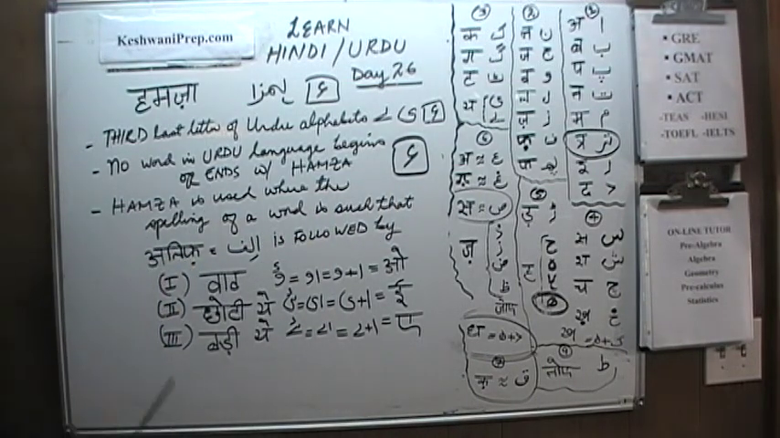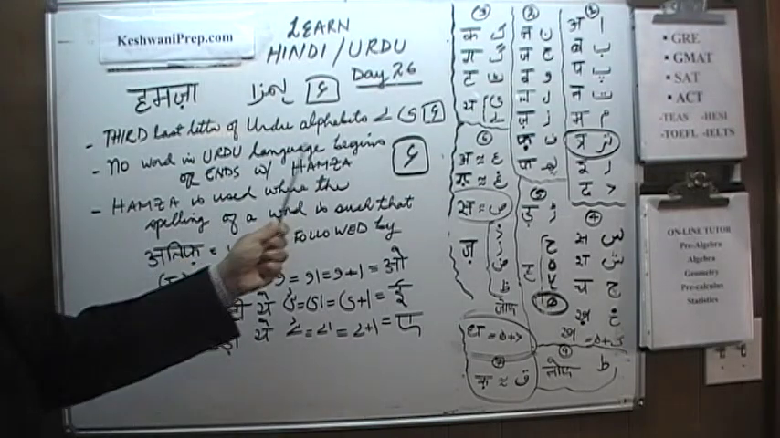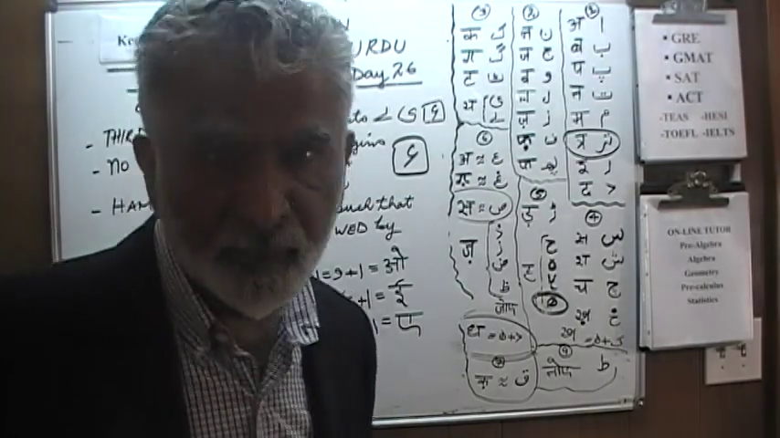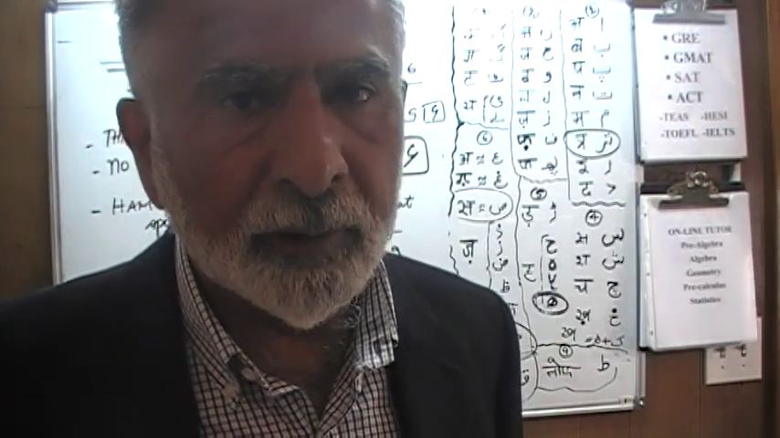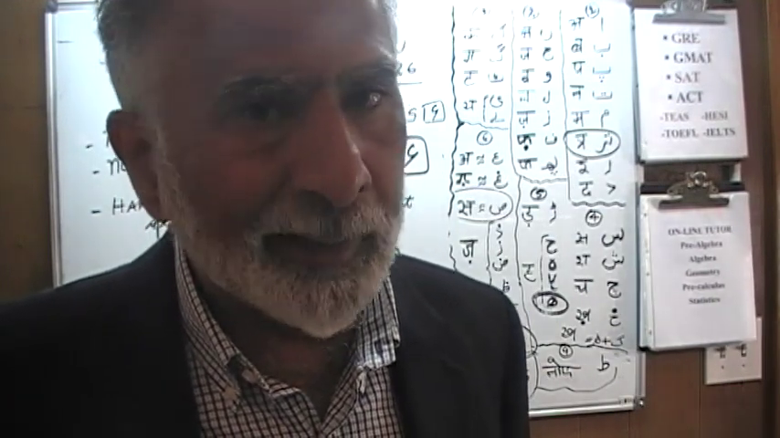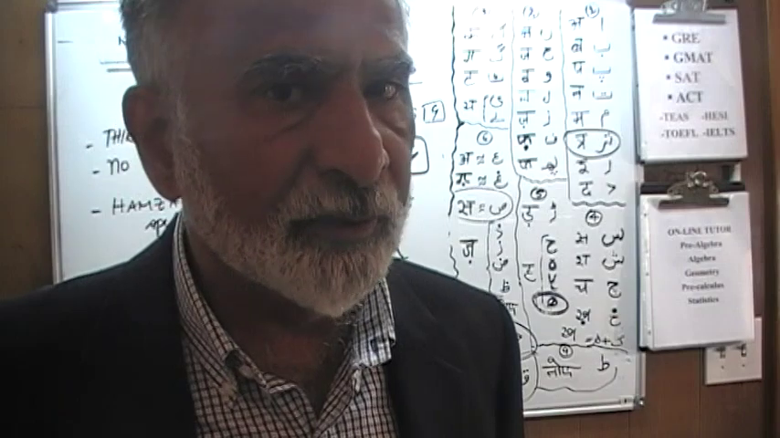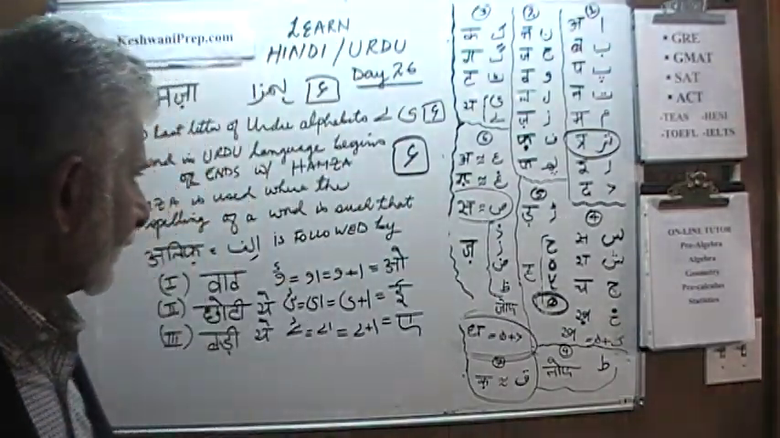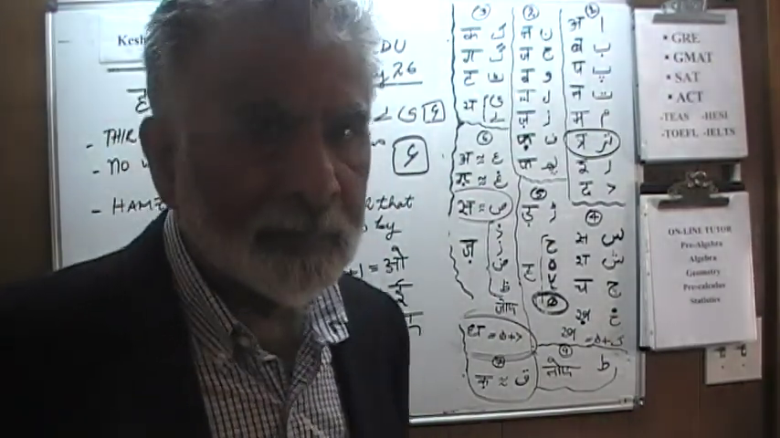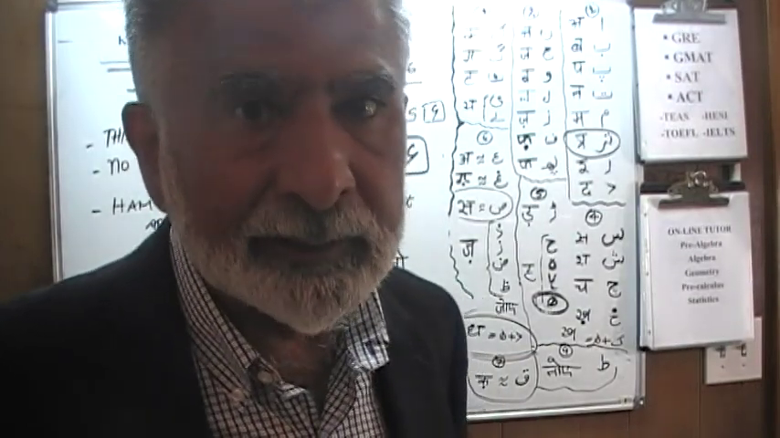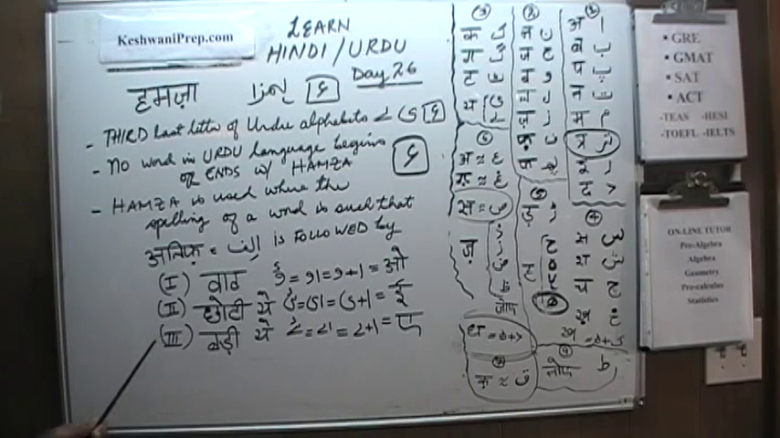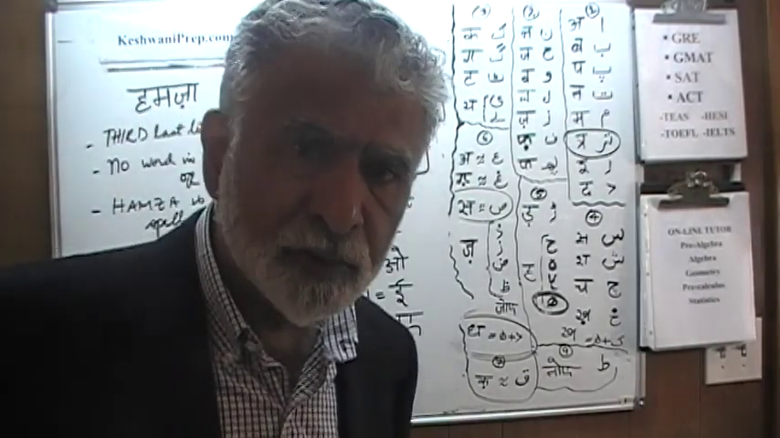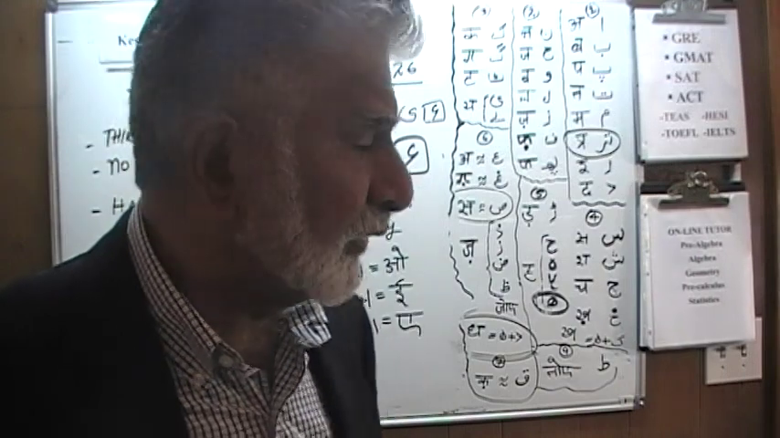No word in Urdu language begins with Hamza or ends with Hamza. It just does not happen. No words, spelling would require you to begin the word with Hamza or would require you to end the word with Hamza. It always appears somewhere in the middle, and most of the time as the penultimate letter. Penultimate meaning the second last letter in the spelling. We'll see in a second why that happens. Where is Hamza used? Well, it's used primarily on three occasions.